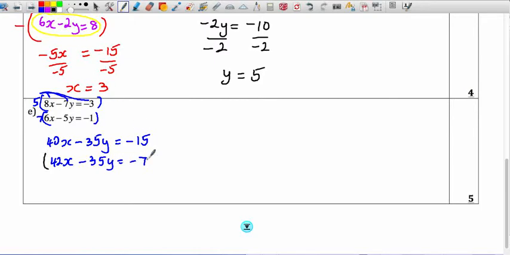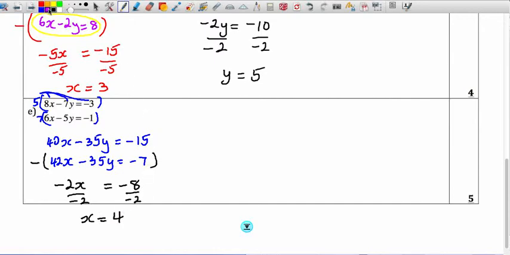And in this case, I will subtract once again. 40x minus 42x will leave me with minus 2x. Minus 35y plus 35y will cancel. Minus 15 plus 8 leaves me with minus 8. And once again, divide through by the coefficient of the x, and I have the x value of 4.